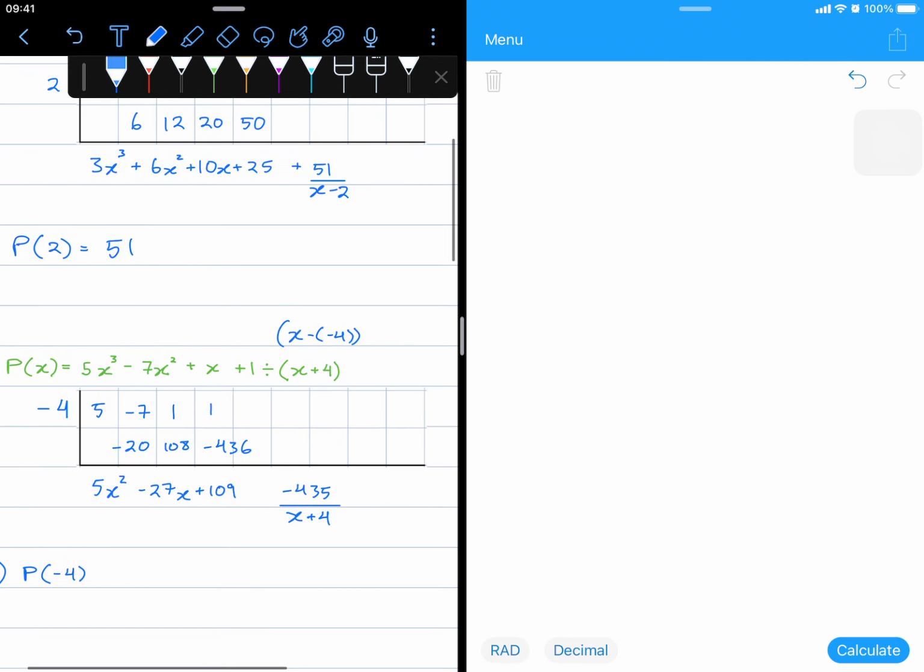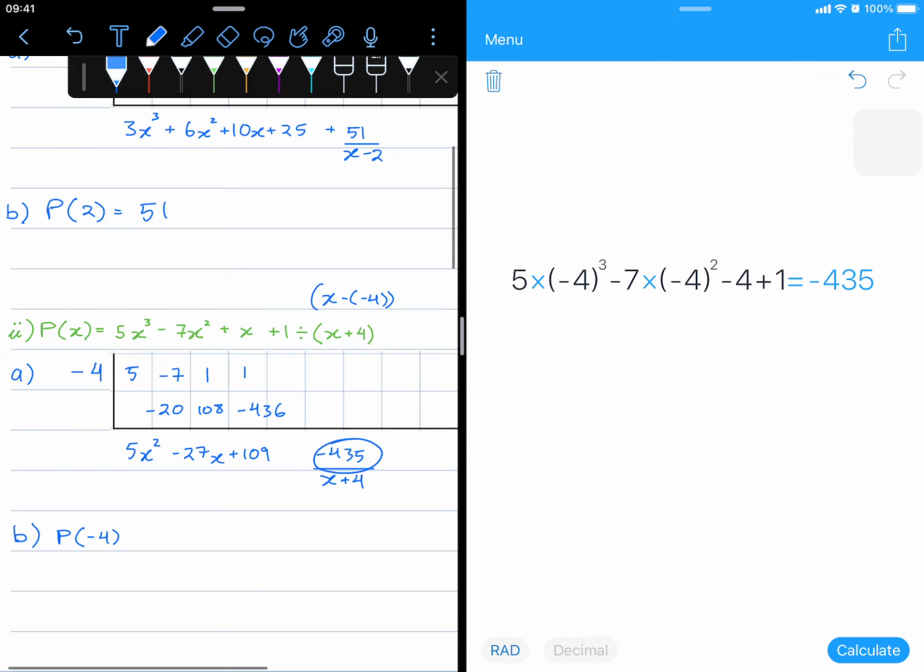So let's take a look here. 5 times negative 4 cubed minus 7 times negative 4 squared plus negative 4 plus 1. Negative 435.